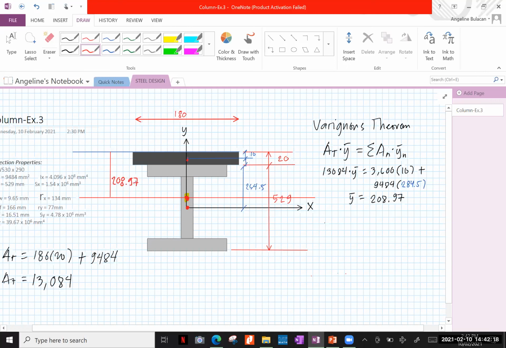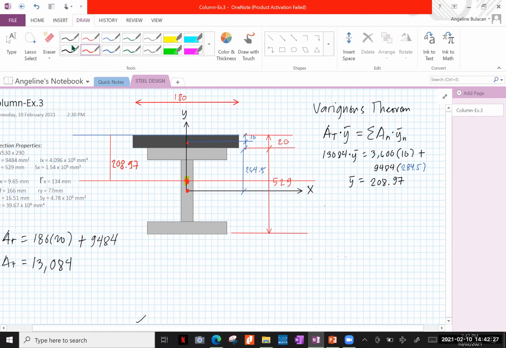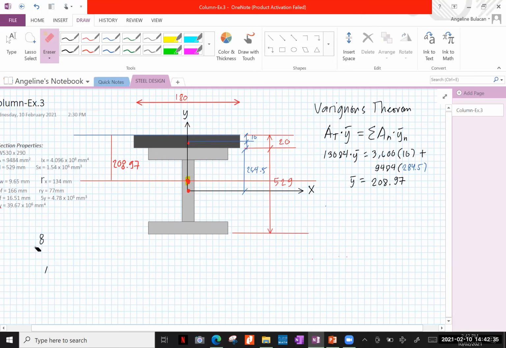Bakit ba natin kinukuha yung new centroid? Because we need that to compute for your radius of gyration. Balik tayo dun sa equation before tayo mag-start ng compute. Di ba pag nagko-compute tayo, formula for your radius of gyration is R equal to square root of I over A. Now, we have your area, total area lang, 13,084. Now, your I, hindi pa natin alam or i-compute pa natin siya.